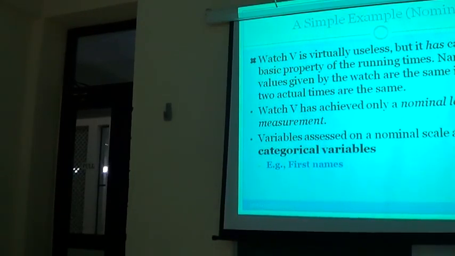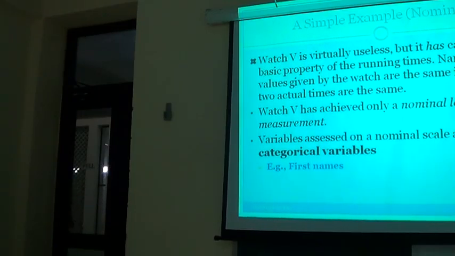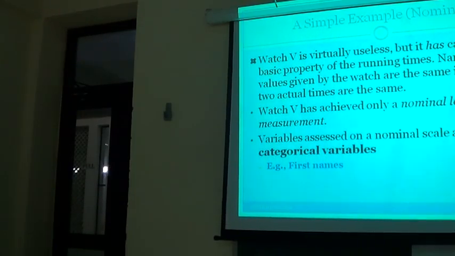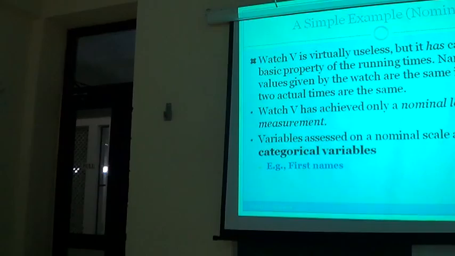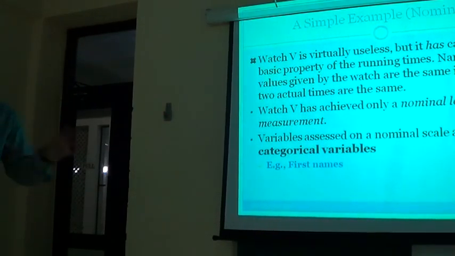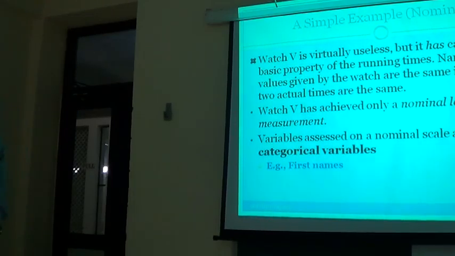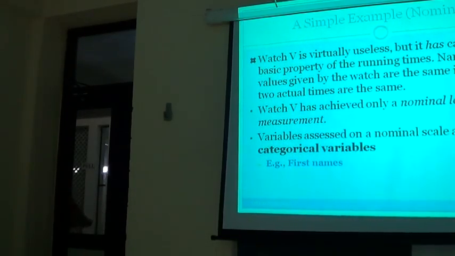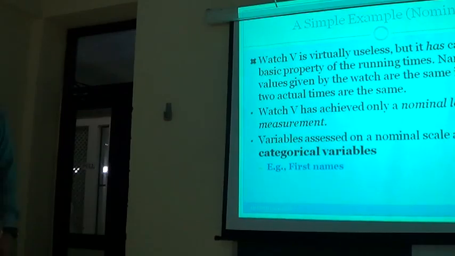Nominal is concerned with names. Same or different is name, right? So that is why it's nominal. Also, we can call this kind of measurement categorical. Category, you're putting two categories: same category, different category. So variables assessed on a nominal scale are called categorical variables.